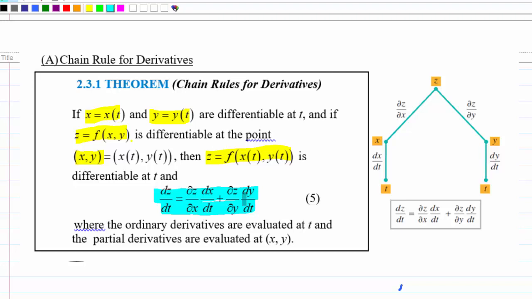In terms of diagram, we can see this diagram here, z as a function of x and y. So you can do partial differentiation of z with respect to x and partial differentiation of z with respect to y. x is a function of t, so you can do a normal differentiation of x with respect to t and a normal differentiation of y with respect to t. And the rate of change of z with respect to t is the sum of these two rates of change.